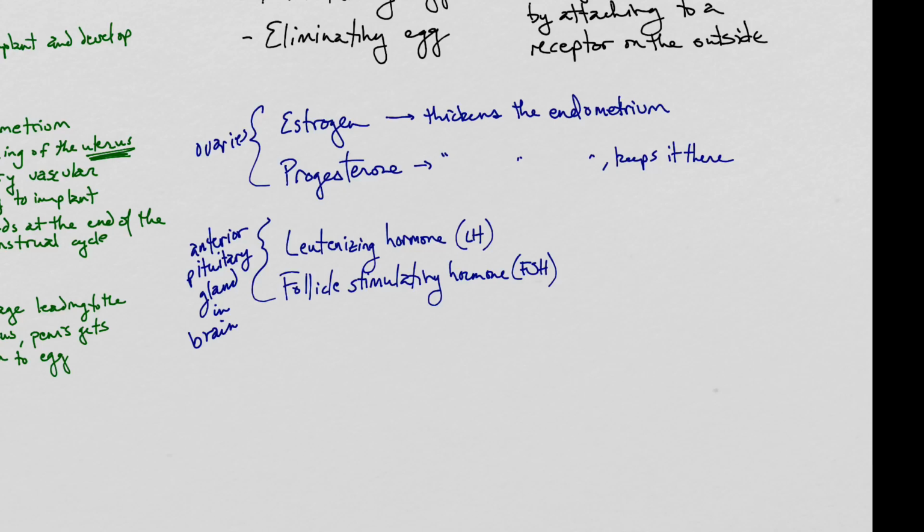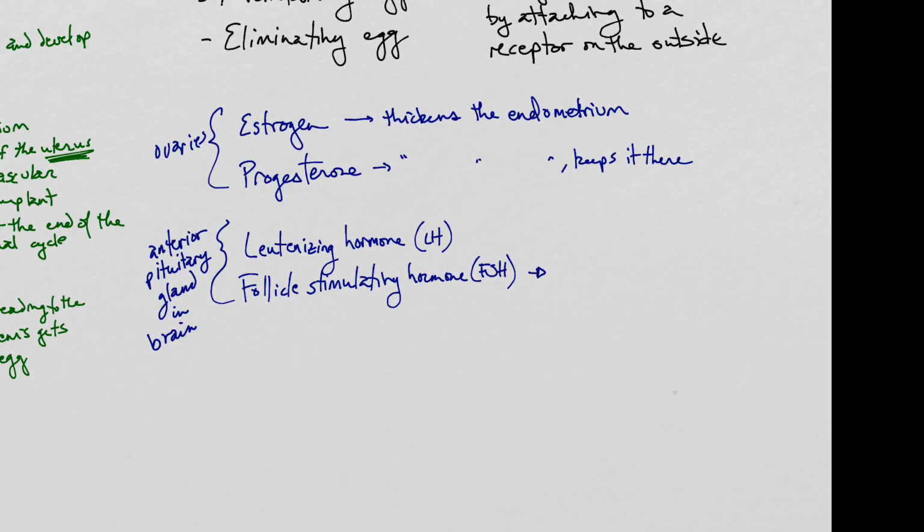All right, so what do these two things do? Let's start with the follicle stimulating hormone. Follicle stimulating hormone stimulates follicle growth in the ovaries. Now, this follicle is where the egg matures. So this is what starts the whole process going. So when the follicle grows, the egg can mature.